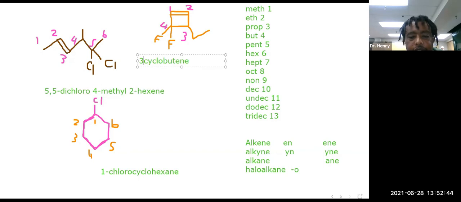Okay, so then on the 3rd carbon we have our ethyl, sorry, not ethene. On the fourth carbon, we have difluoro.